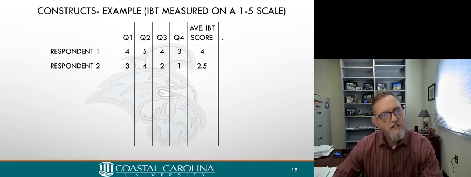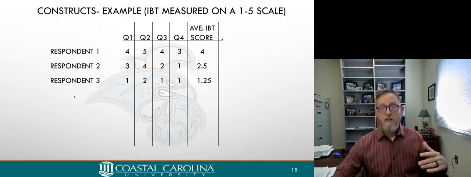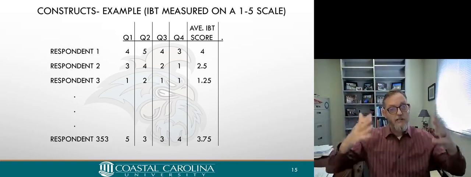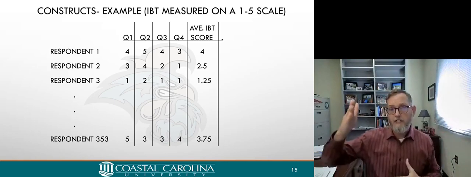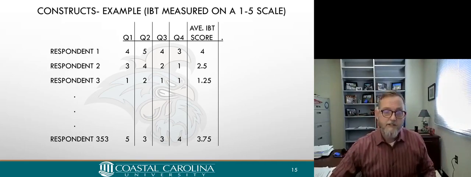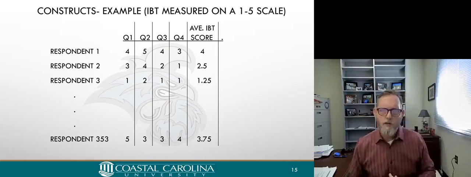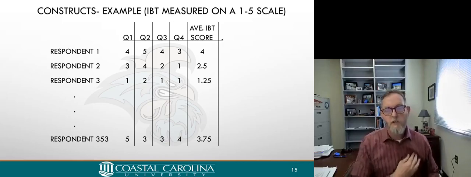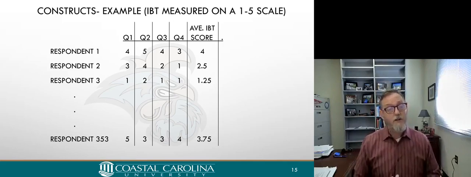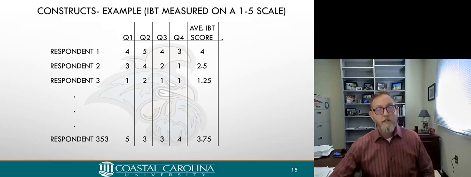Respondent 2 answered the same questions but scored a little bit lower. Respondent 3 even lower than that. Now remember, there are over 300 respondents, so we would do this for everybody. Every respondent in the entire data set gets a score, a global average, across these 4 questions. The very last respondent, 353, is kind of high on the scale at 3.75. Not as high as respondent 1, but higher than 2 and 3 for sure. Respondent 3 is probably not impulsive hardly at all, scoring very low on this scale.